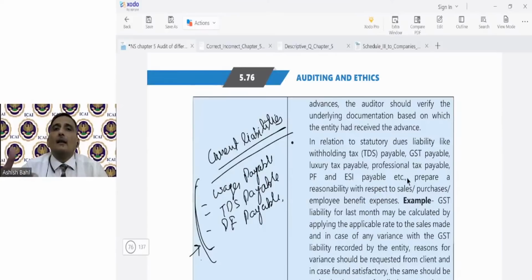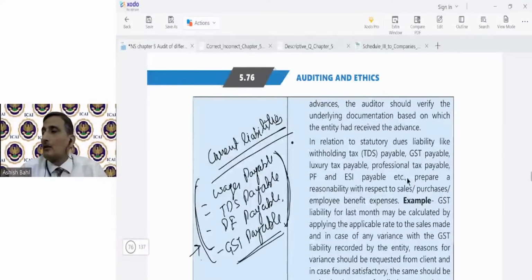But like say in case of TDS, a provision has been made in the books of accounts for making a payment for the month of March. Obviously, these are going to be paid by the due date in the month of April as per the provisions of the Income Tax Act. So these are all examples of current liabilities. Or there could be GST payable. So how are you going to verify these things?